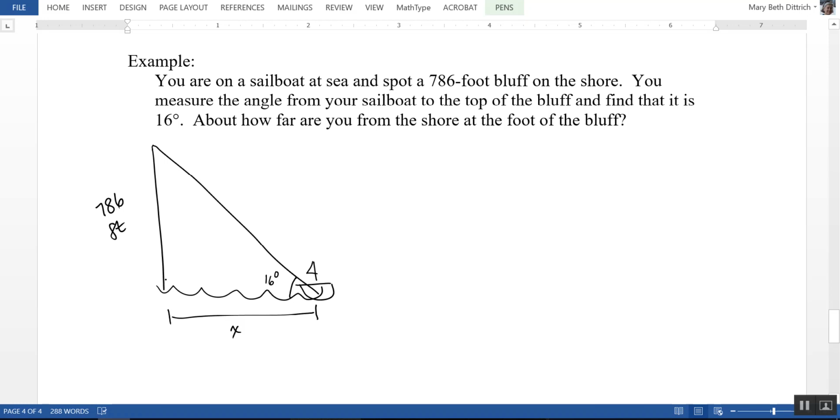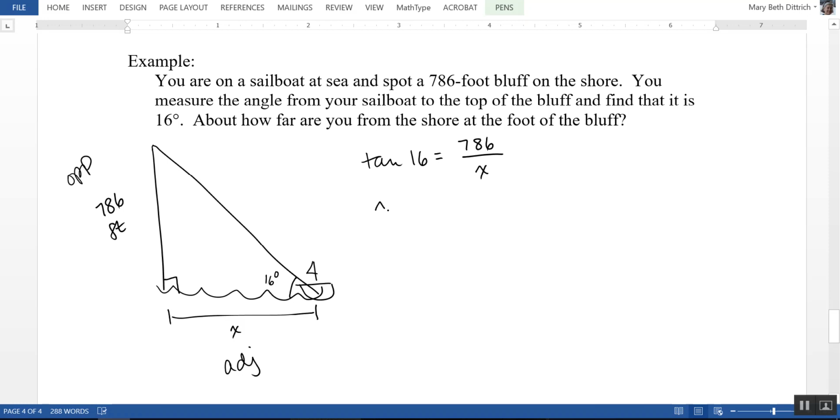So basically what we have here is a right triangle. That's a right angle. So in relation to this 16-degree angle, 786 is the side that's opposite, and x is the side that's adjacent. I need to choose the trig function that uses opposite and adjacent, and that would be tangent. So I want to say the tangent of a 16-degree angle is the opposite, which is 786, over the adjacent, which is x. And now I'm just going to solve that for x.